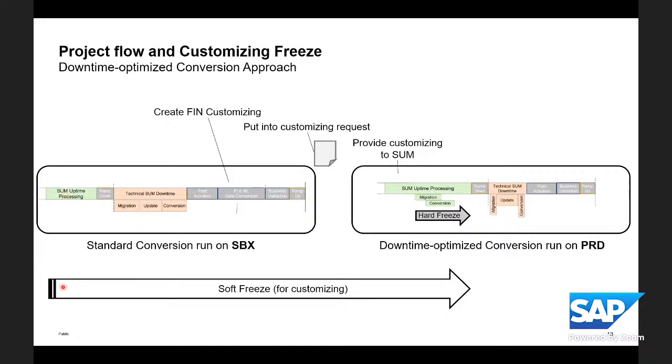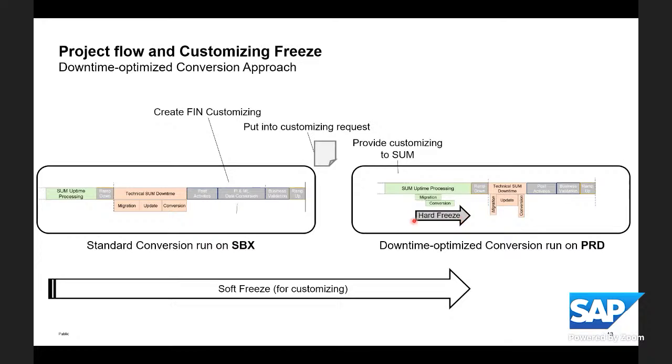As soon as this is done, we have a soft freeze on the customizing. If during this standard conversion run on the sandbox, anyone would change the customizing on the productive system, we would have a mismatch between the ECC customizing and this fin customizing that is provided based on the old status of the customizing. That's why we have a dependency and a soft freeze. That's not a technical freeze, it's a logical freeze where you have to take care that no changes are done on the productive system, even before you are starting the downtime optimized conversion run. And that's tricky.